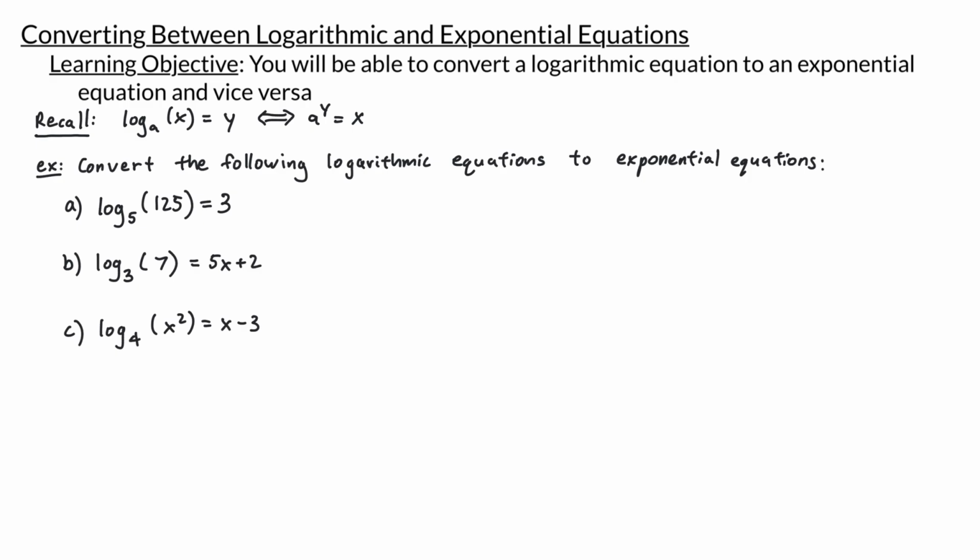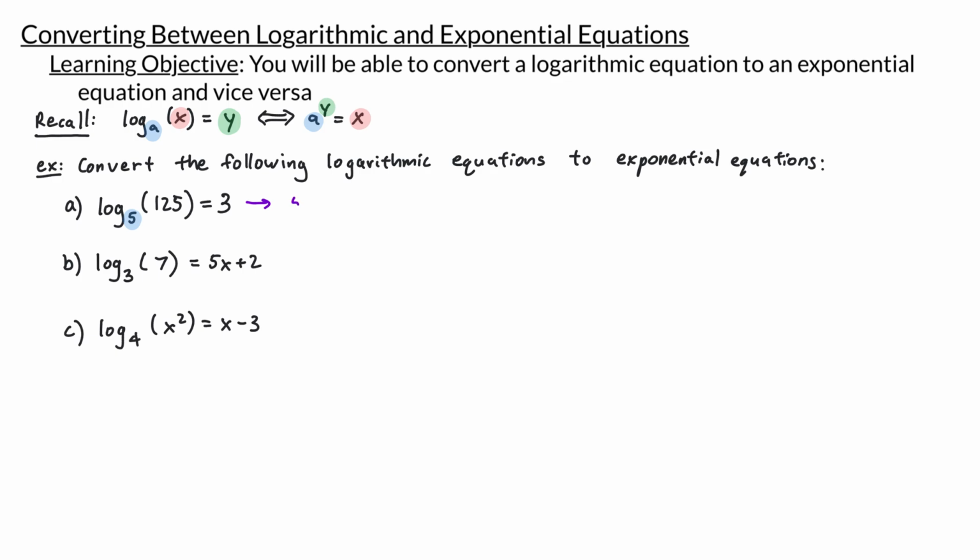So the base of our logarithm, a, is the base of our exponential expression. The thing that we're taking the logarithm of is the result of the exponential, and the answer to the logarithm is the exponent that we raise our base to. So when we convert our logarithmic equation into an exponential equation, it's just a matter of putting things in the right places. So here, our base is 5.